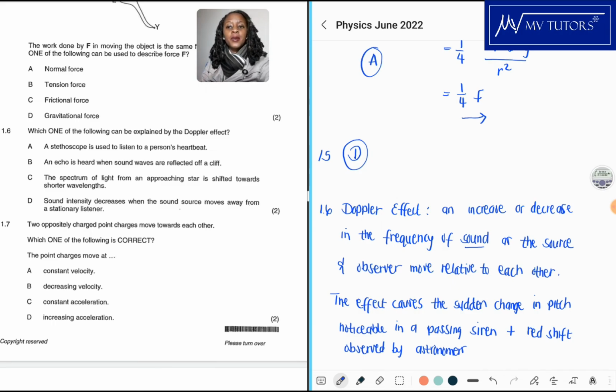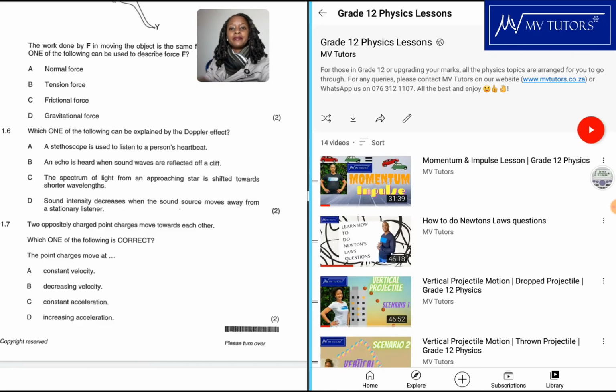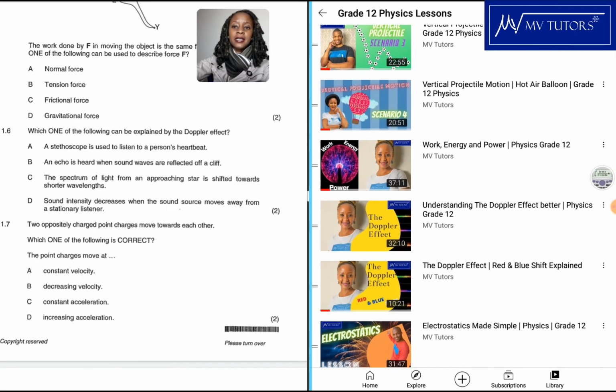Examples are if you hear a sudden change in pitch of a siren as it approaches, as it is near you, and as it passes away, and also the redshift observed by astronomers. And remember, I covered this topic of the redshift, and even the Doppler effect. If you don't know what I'm referring to, go to our YouTube channel and the playlist, where we have pretty much all the physics lessons that you need. I do cover the Doppler effect as well as the blue and red shift.